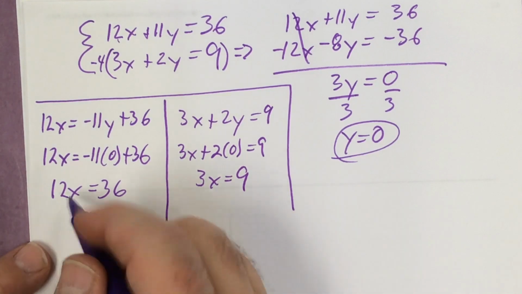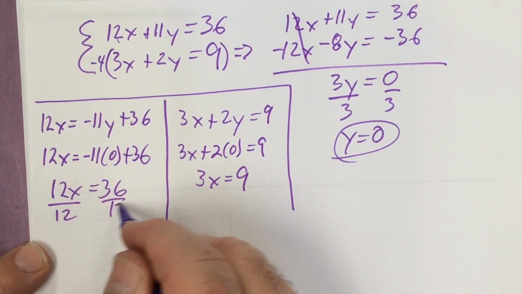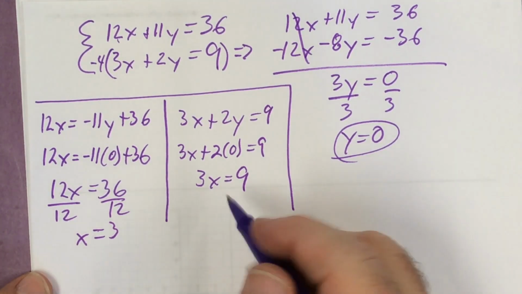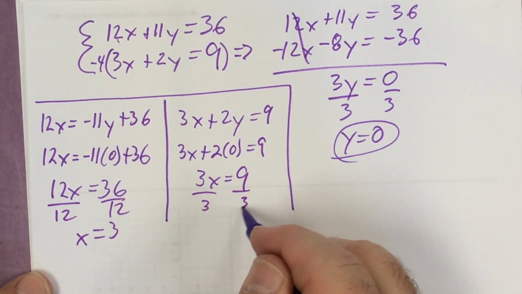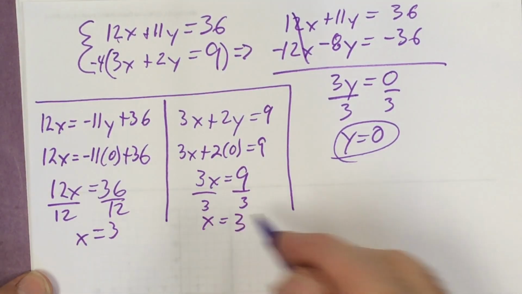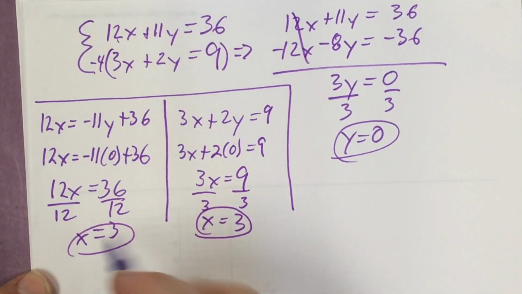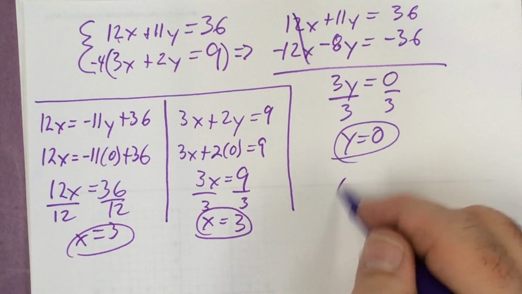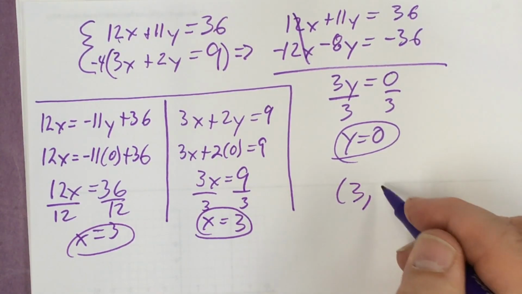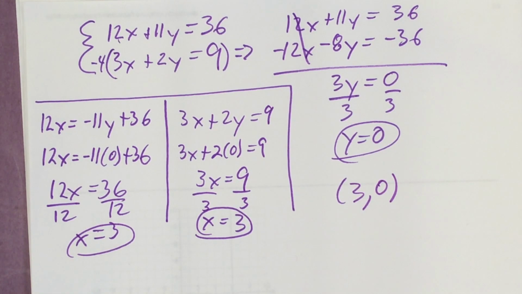And finally, if I take this, I divide both sides by 12 here. I get x is equal to 3. And over here, if I take both sides that I divided by 3, we have x equal to 3. And we obtain the same solution for x, so I think we can say with confidence that the solution to the system is going to be the point (3, 0). And that's going to be your answer for question 5.